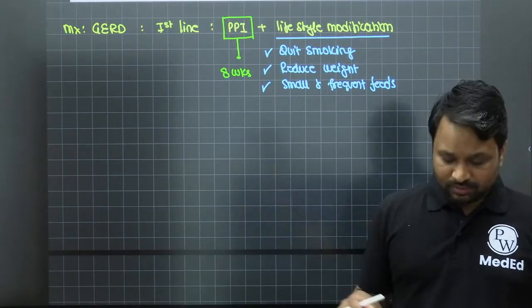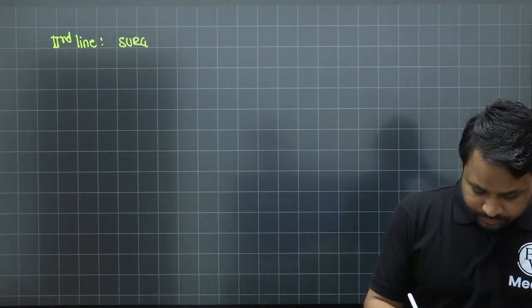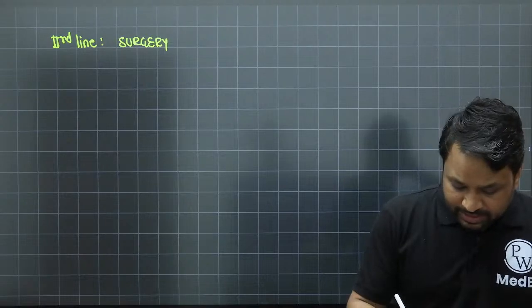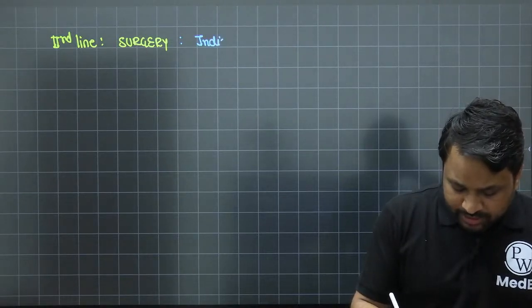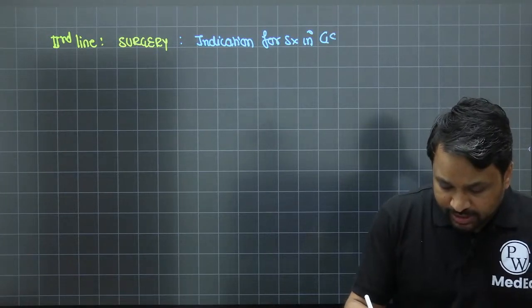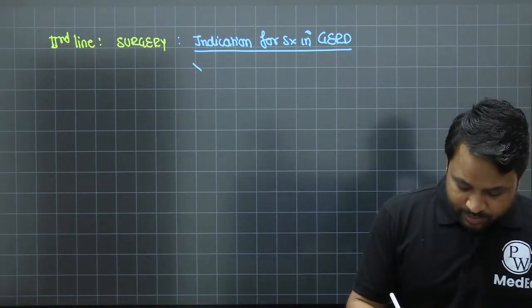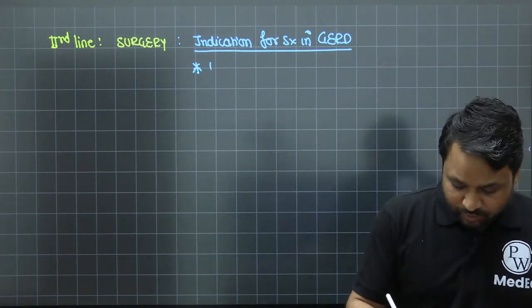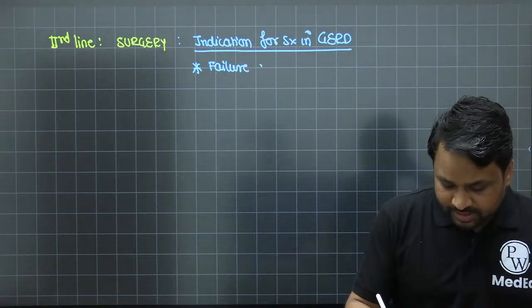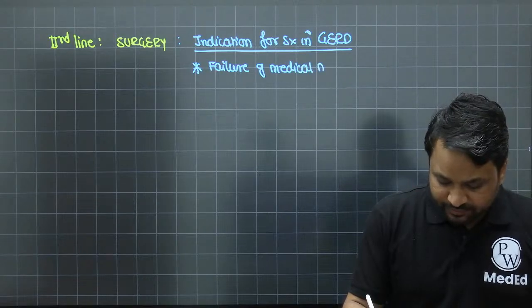Now, if the patient does not have any benefit with this, we have to go to the second line. The second line management is going to be surgery. Now, what is the current indication for surgery in GERD? It is if there are any complications associated with GERD, or I can say failure of medical management. That is the first thing.